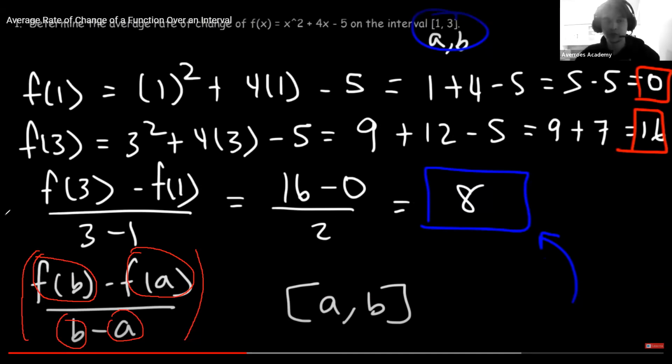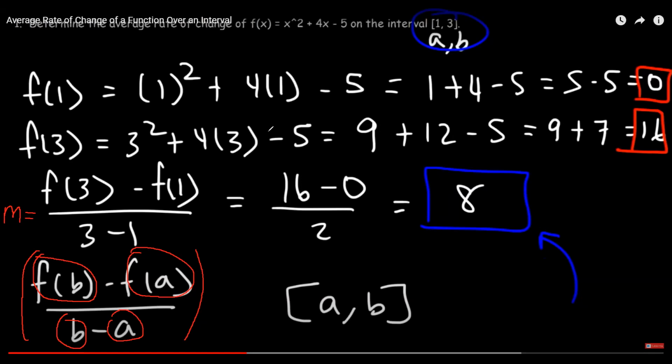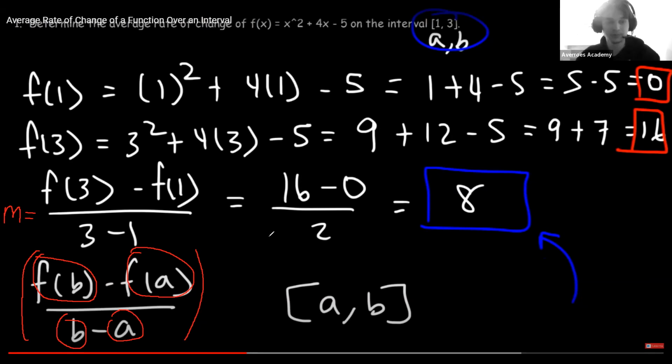And I want you to keep in mind that this formula is equal to m, and m is the slope of a secant in this particular case, because we are not looking at a tangent line at a point, but instead we are looking at a secant between 2 points on the curve. Any questions about this? No. Perfect. Let's move on.